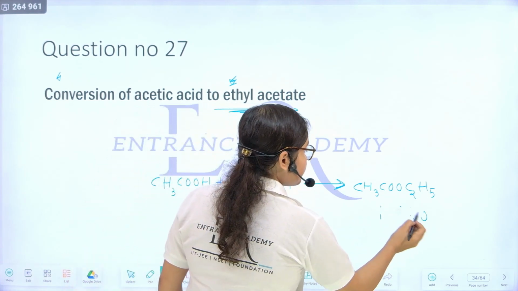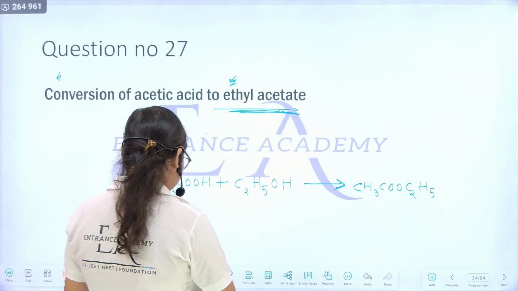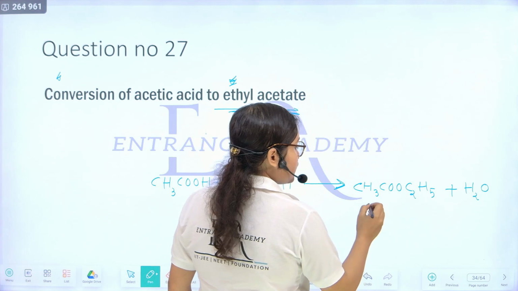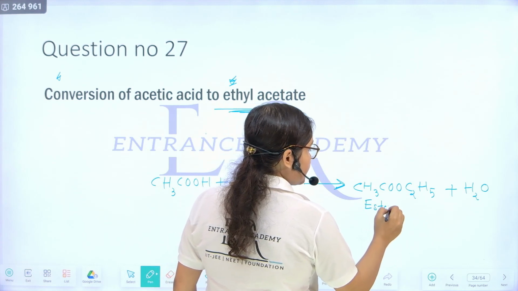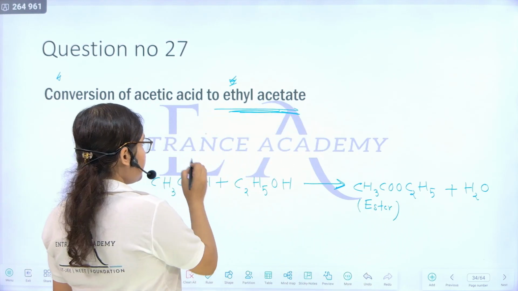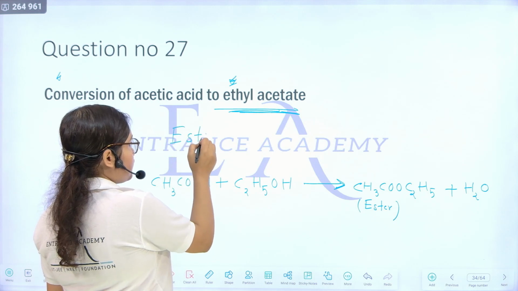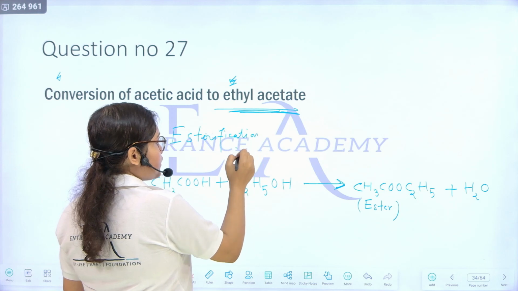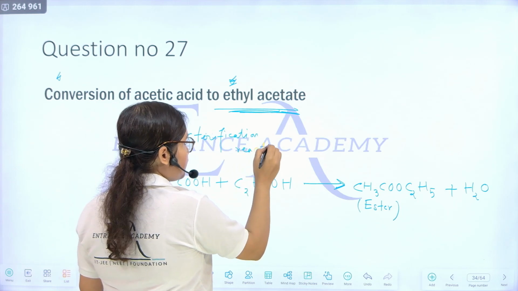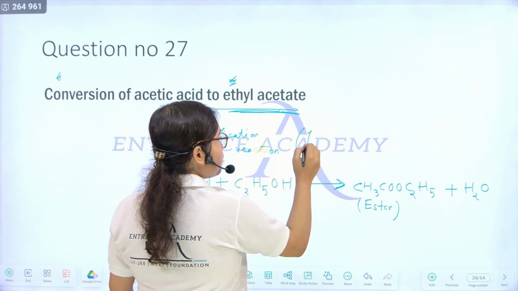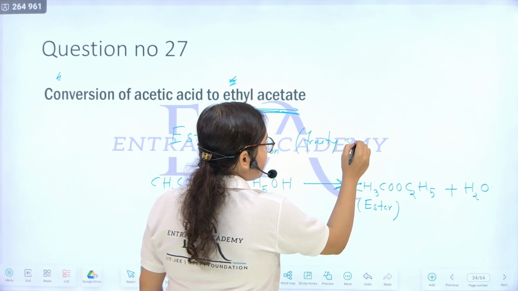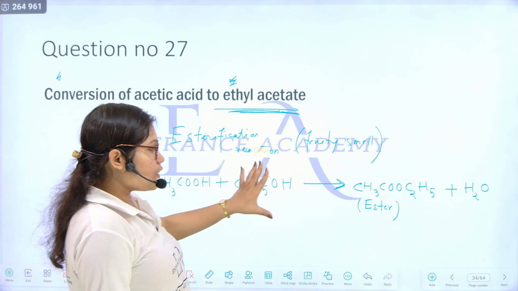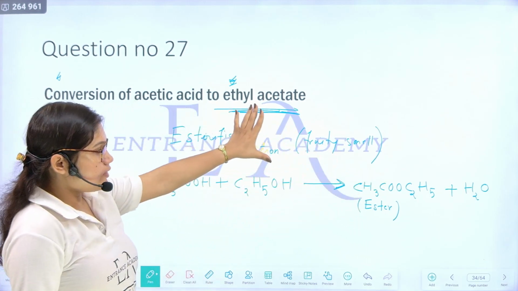One second. Plus water. This one is ester. The reaction is called esterification reaction. Very, very important one. It has a fruity smell. So when acetic acid combines with ethyl alcohol, it gives ester, which is ethyl acetate.